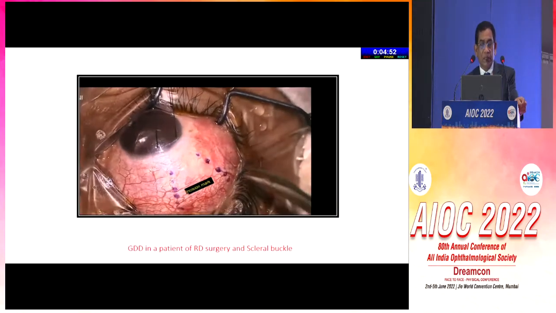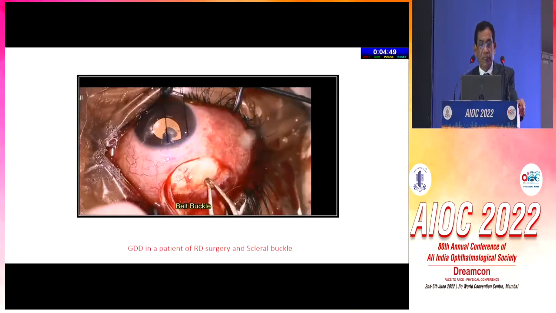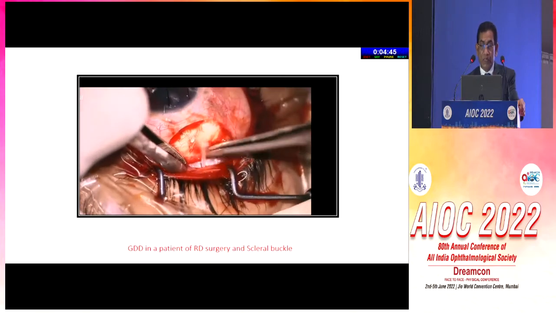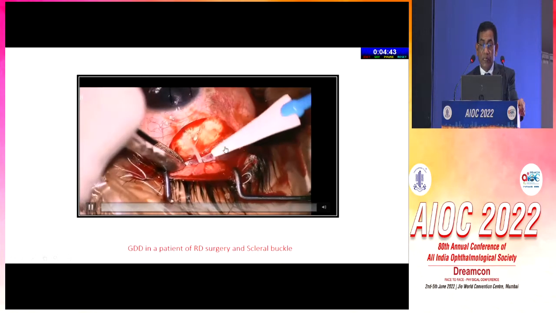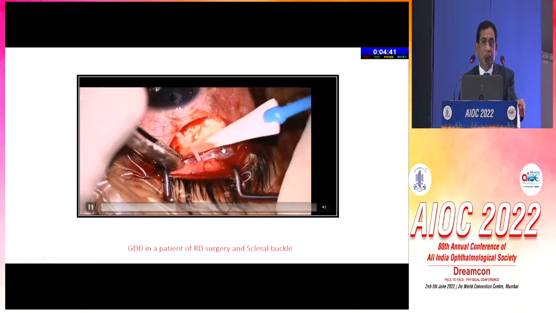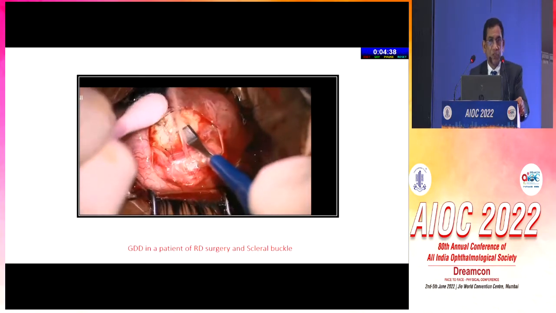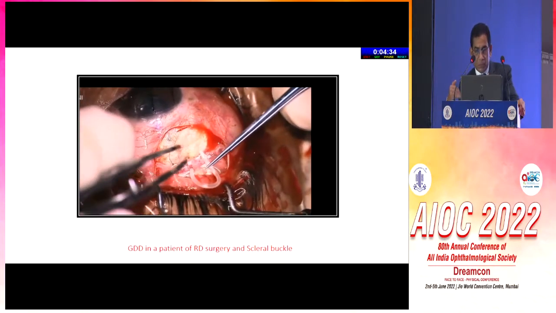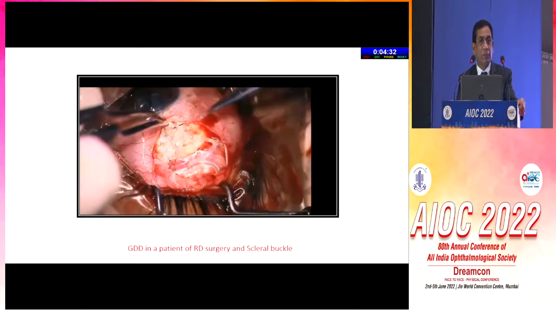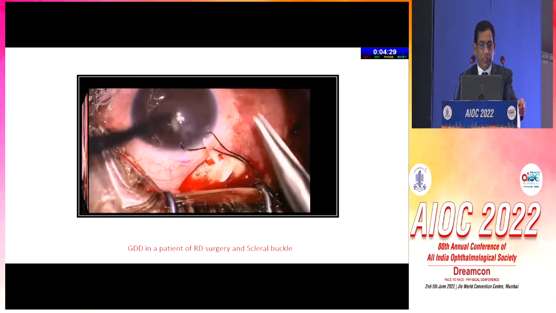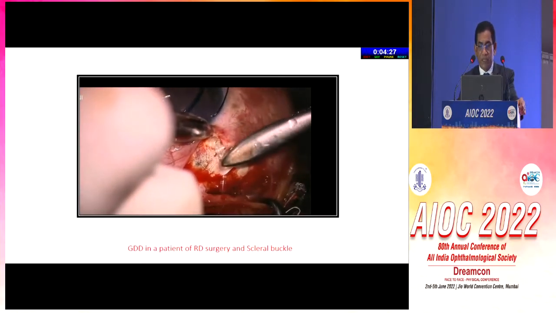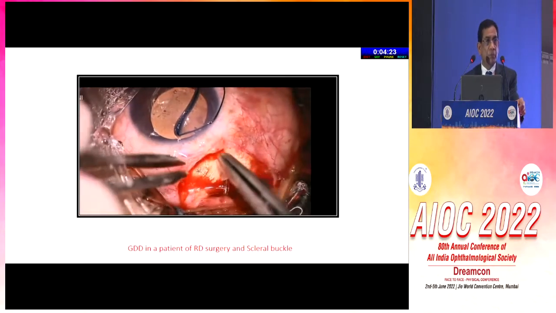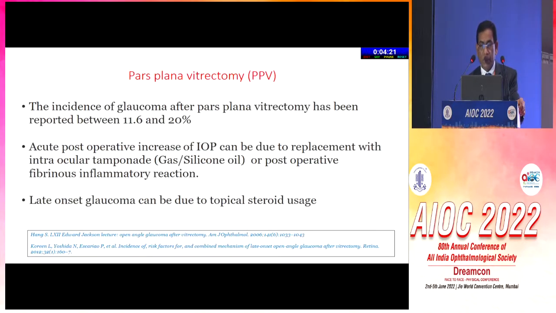So let us see a case with a scleral buckle after retinal detachment surgery. You can see the buckle here. I asked the retina colleague, shall I remove the buckle? He said it was done only a few months ago, so we cannot remove it. So what to do? We put the Ahmed glaucoma valve just behind the buckle and suture it to the sclera. Fortunately, the patient did very well after the Ahmed glaucoma valve implant for the high intraocular pressure after retinal surgery.